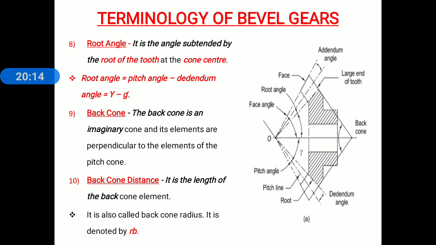Back cone, that is also an imaginary cone, and the element of that back cone is perpendicular to the element of the pitch cone. And the last point is the back cone distance, also called the back cone radius, denoted by letter R suffix B. Back cone distance is the length of the back cone element.